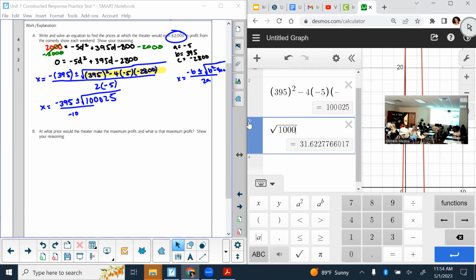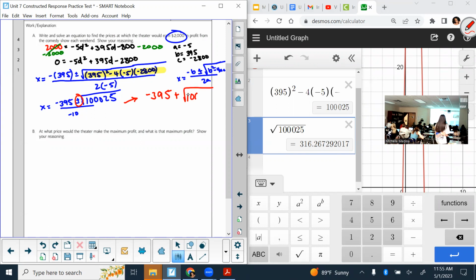So 100,025, not a perfect square. So I'm just gonna leave it as 100,025 under the square root symbol. Because from here, we have to split up that plus or minus, right? So -395 plus the square root of that large number is something we'll type in. And then also -395 minus the square root of that number. Sorry, kind of running out of room. But type in both and then see what you get.